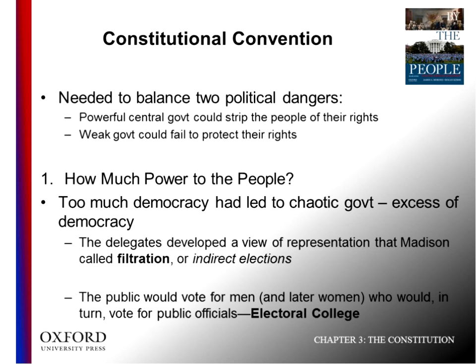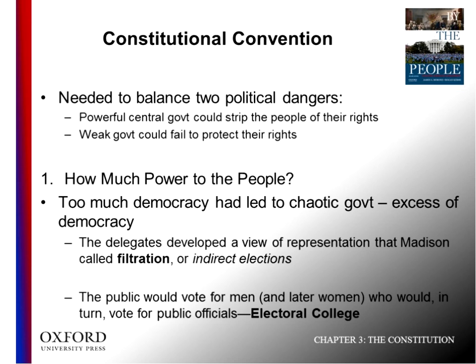This is an argument that you hear today. You hear this over and over again. This isn't anything new in American politics. And they argued, and I think somewhat successfully, that too much democracy had led to chaotic government. Too much democracy under the Articles of Confederation led to chaos. There were no organized responses to real threats, be they foreign threats, economic threats, or internal threats like Shays' Rebellion. They called this the excess of democracy.